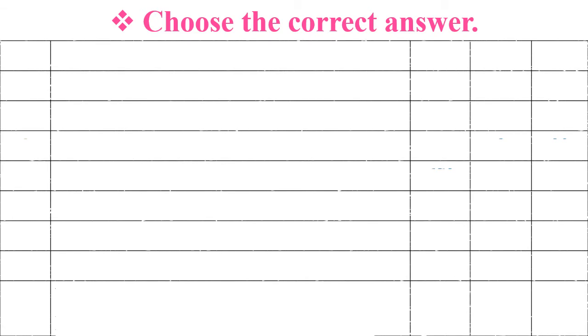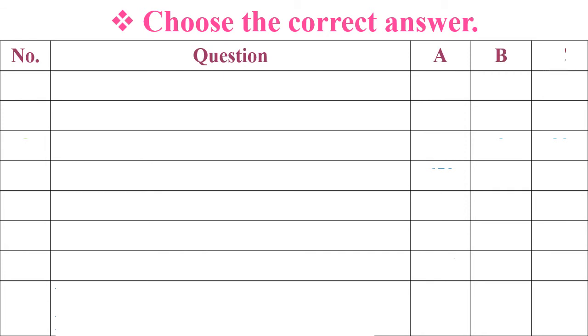Now I am giving you some choose the correct answer questions. In this choose the correct answer, all the topics which we studied are covered. First I give you a number, then I give you a question, and for that question you get 3 options like A, B, C.